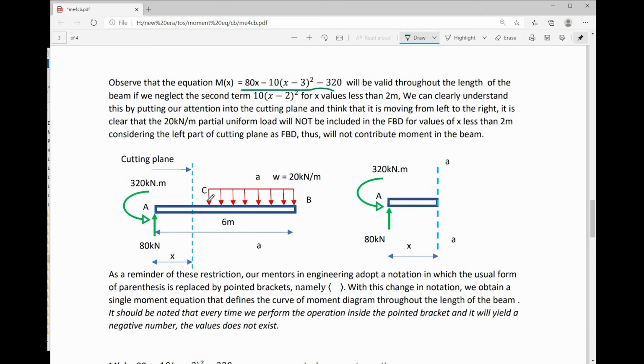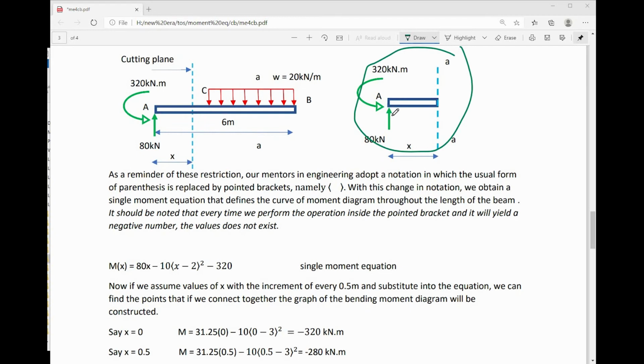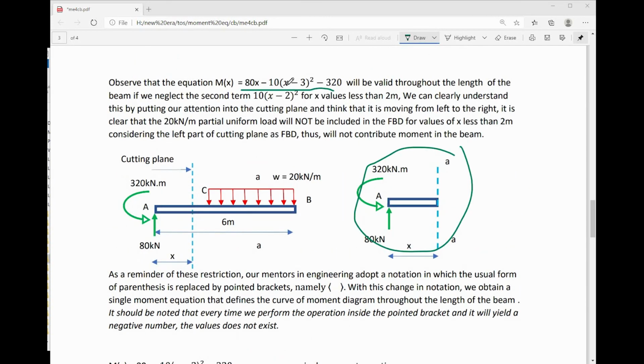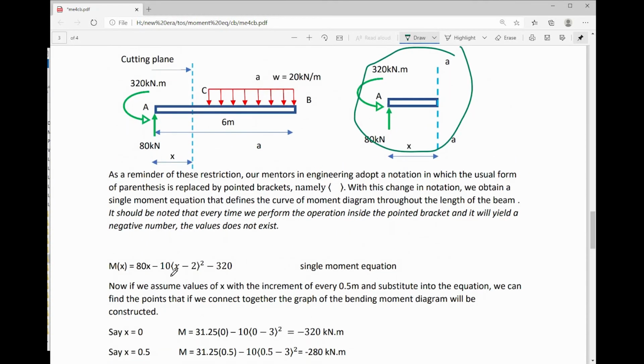that is, at x less than 2 meters, here is the free body diagram, and we can observe that the uniformly distributed load will not be included in the free body diagram, and thus it will not contribute moment to the beam. As a reminder of this restriction, our mentors in engineering adopt a notation in which the usual form of parenthesis is replaced by a pointed bracket. So we will now replace the usual parenthesis with a pointed bracket.